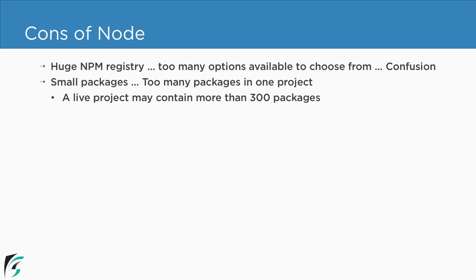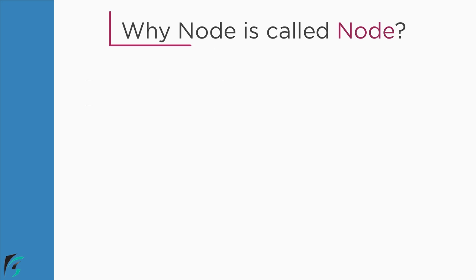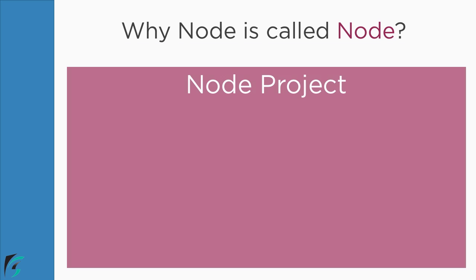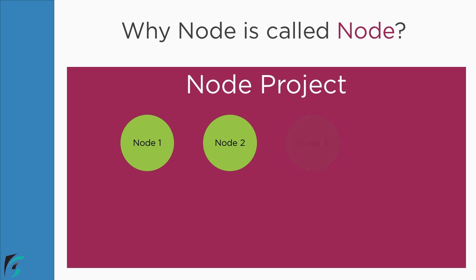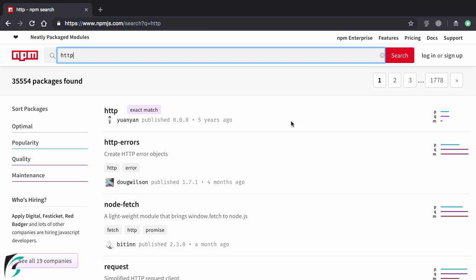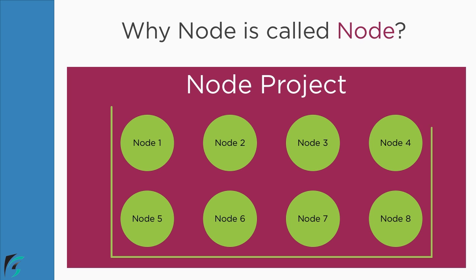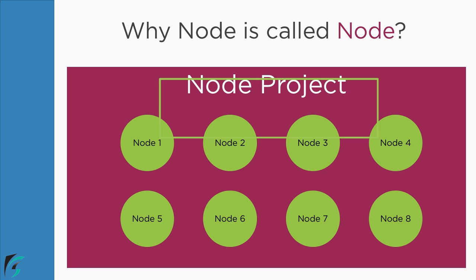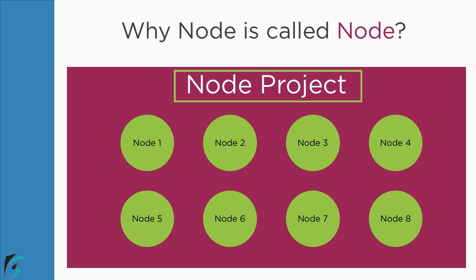So this eventually answers one more question. Why is Node called Node? Well, a Node project is made up of small packages, and each of these nodes represents a small piece of code. So you can say that each of these nodes represents a single package, which you can get in your project with the help of NPM, that is Node Package Manager. Now all of these small packages, that is nodes, are capable of communicating with each other and together create a complete Node application, which of course becomes scalable and maintainable.